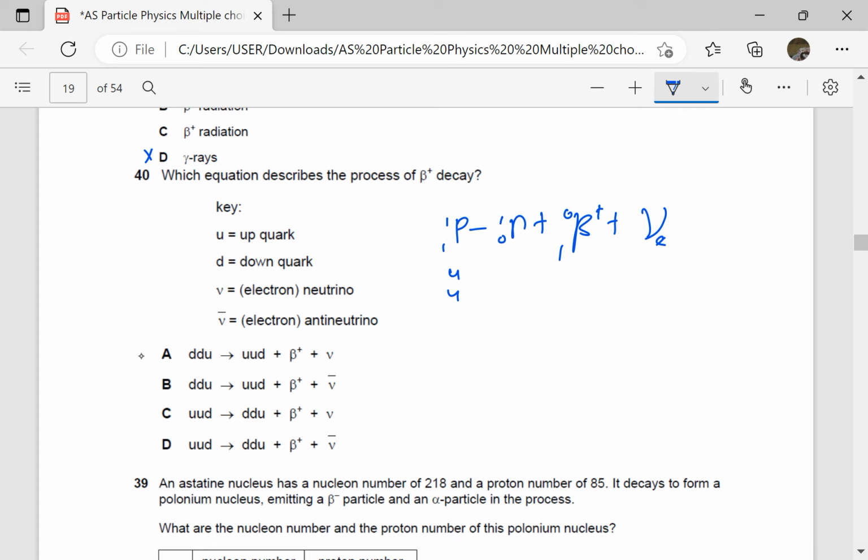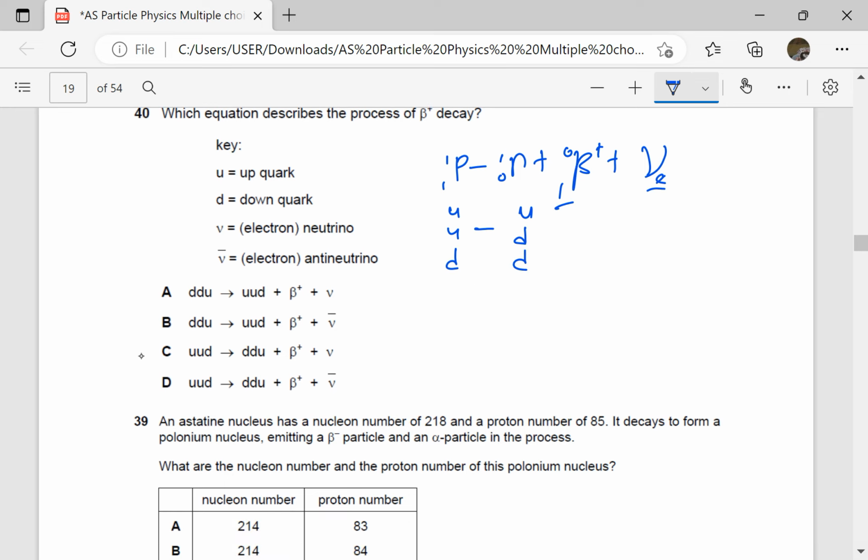Up, up, down changes to up, down, down, plus these particles. So we'll eliminate these two. We have those two. So up, up, down changes to down, down, up, plus beta plus, but is accompanied by a neutrino, which makes the answer to be C. The answer there will be C.